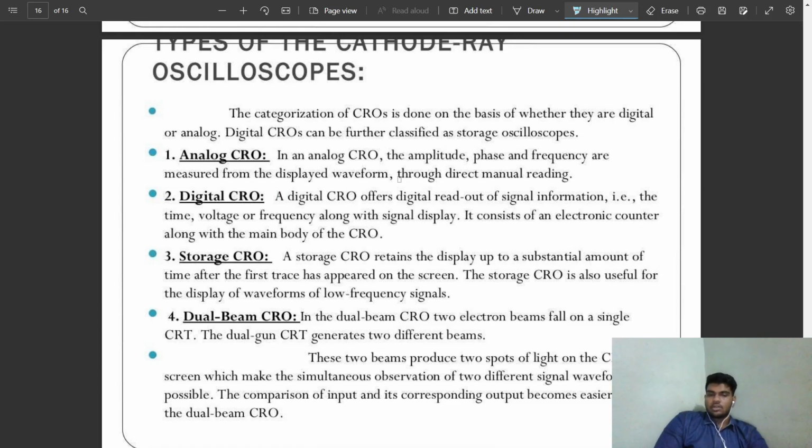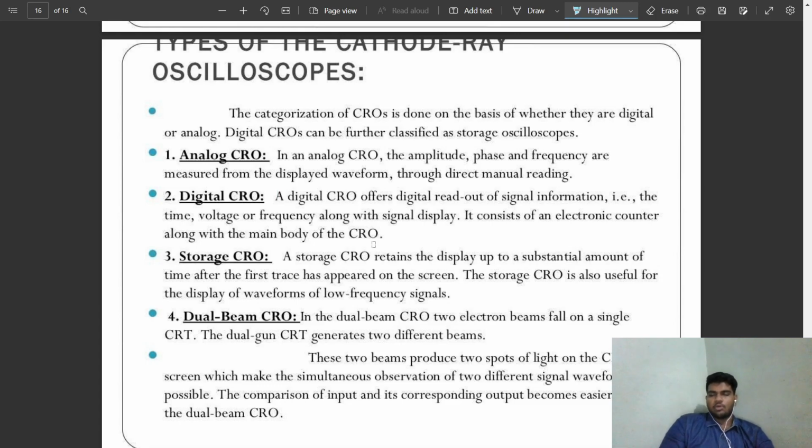It consists of an electronic counter along with the main body of the CRO, which we learned about. With that electronic counter, the amplitude is checked. Okay, storage CRO. What is a storage CRO? A CRO which can store information is known as a storage CRO. It is a digital CRO which has the ability to store the data.